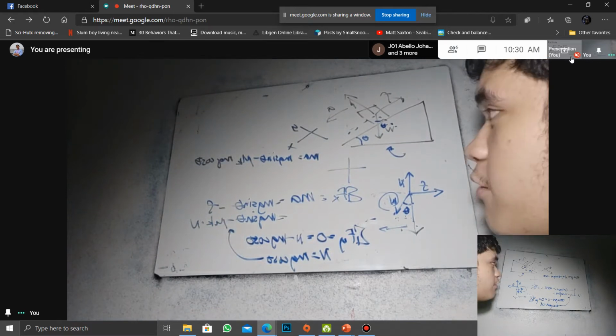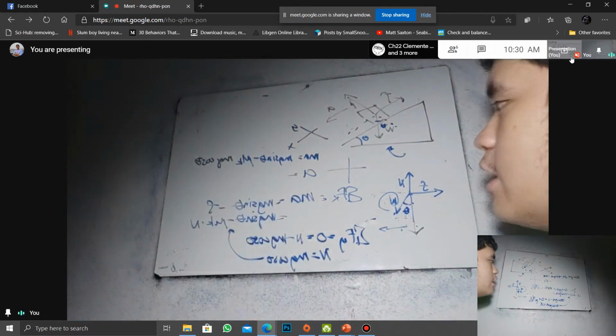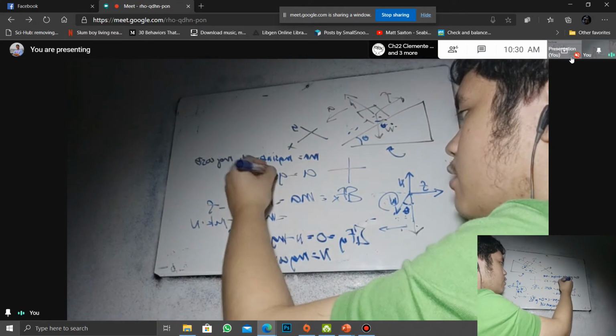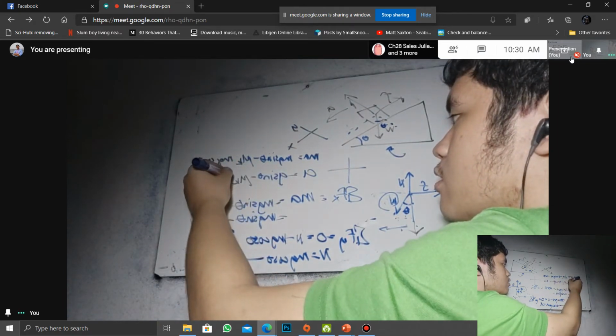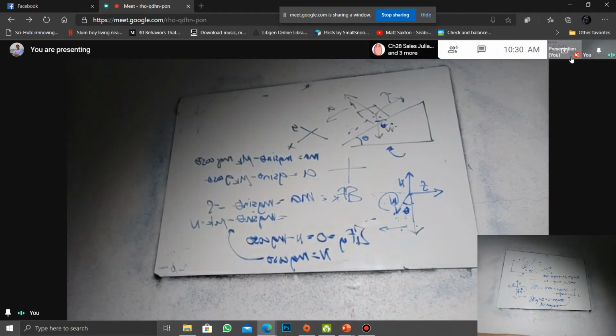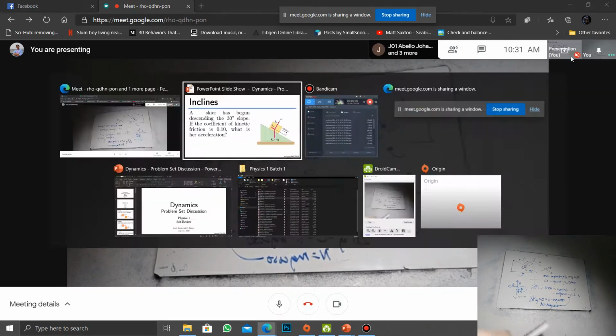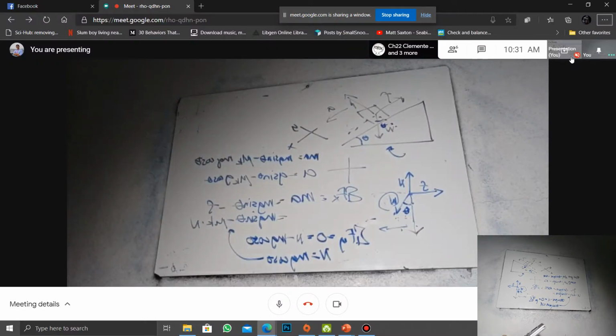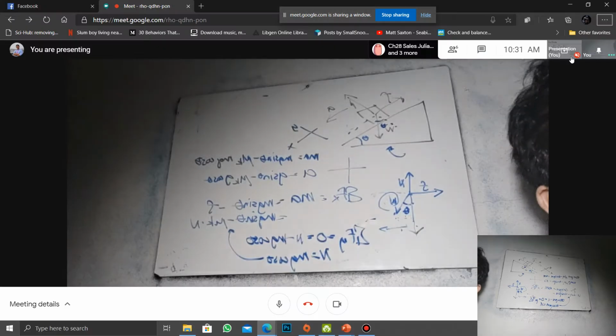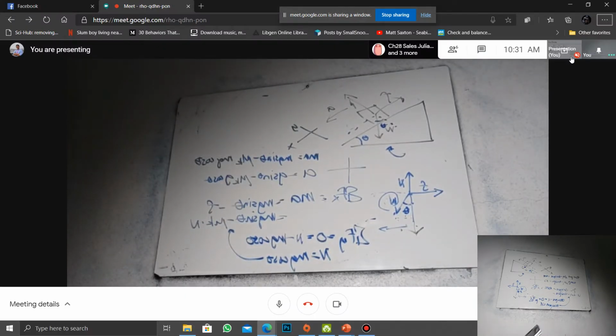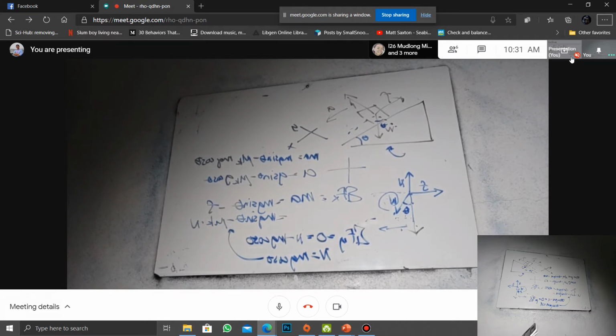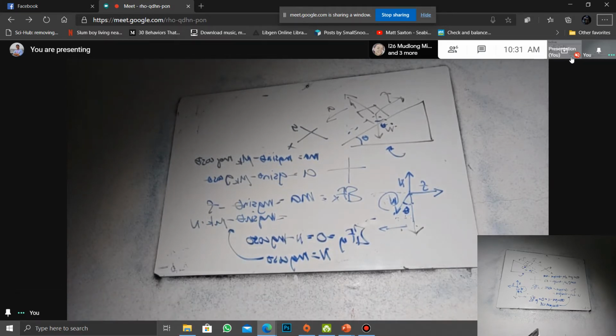Solving for acceleration, cancel out lang natin yung m. We have g sine theta minus mu k g cosine theta. Now, solving this, we will get, ano ba yung theta dyan? 30 degrees. Oh. Mu k is 0.10. So, 4.05 meters per second squared.